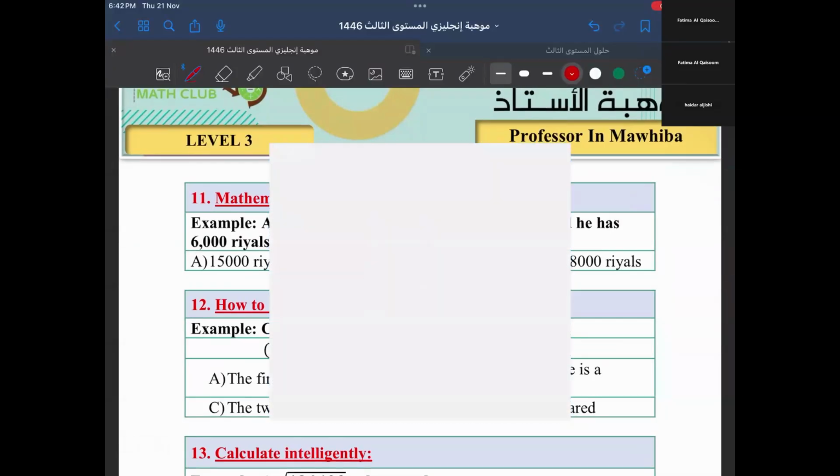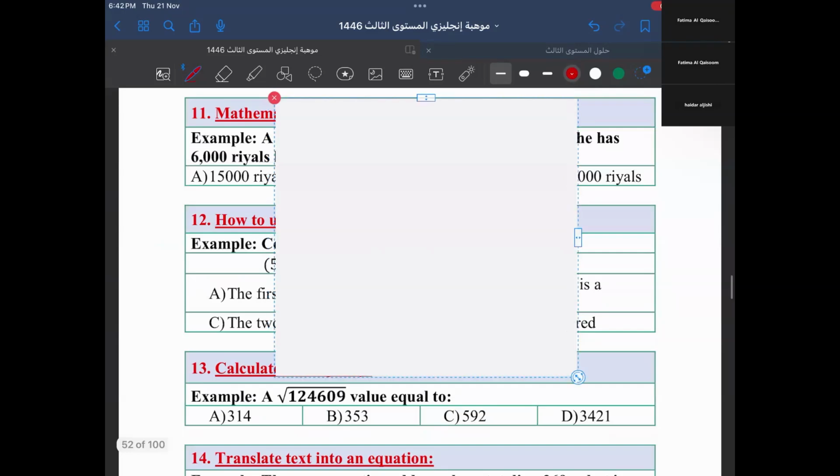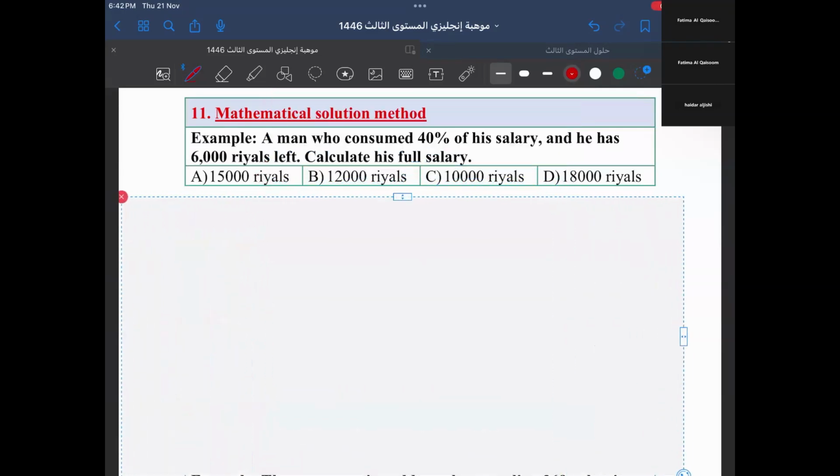Okay. Yalla, let's move on to the next question. Question 11. Yalla, who can read question 11? Yes, Abdullah. A man who consumed 40% of his salary, and he has 6,000 riyals left. Calculate his full salary.